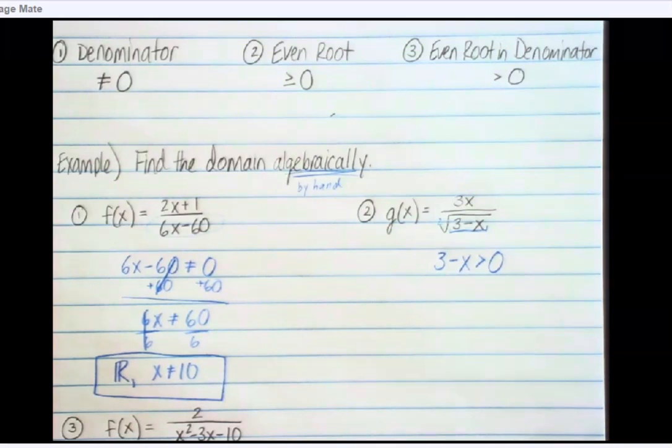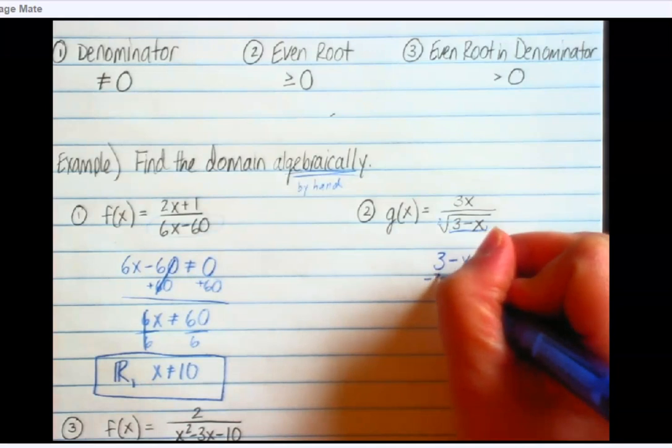Now, inequalities, remember, for the most part, are just like solving equations. The one spot you have to keep an eye out for is when you multiply or divide by a negative number, you have to flip the sign. So in this problem, for example, I'm going to subtract 3.